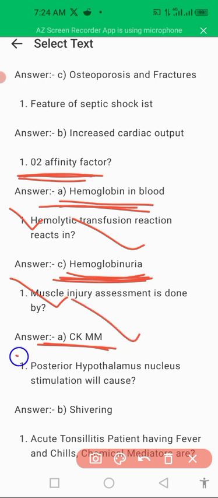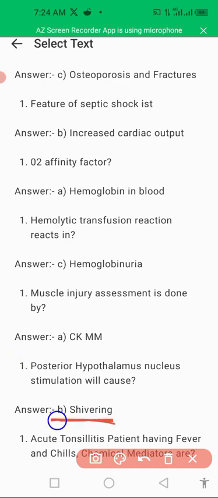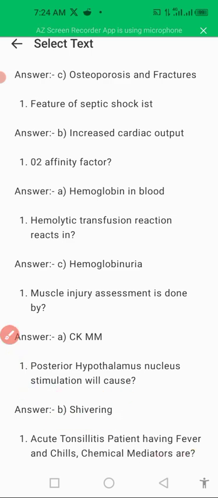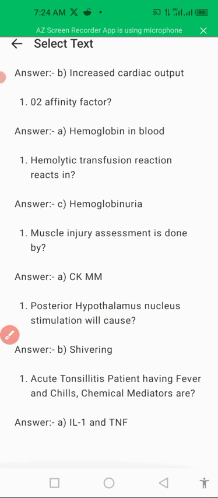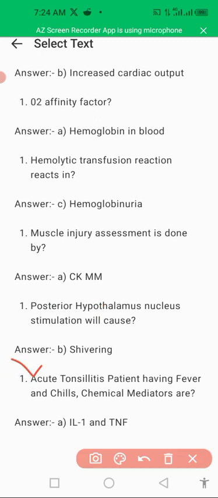In the posterior hypothalamus there will be shivering. In the posterior hypothalamus, the nucleus will cause shivering. Posterior hypothalamus nucleus stimulation results in shivering in the patient. Okay, so the last point is acute tonsillitis, a patient having fever and chills. The chemical mediator for fever is IL-1 and TNF, and the chemical mediator for fever and chills is IL-1 and tumor necrosis factor. These mediate fever in the patient.